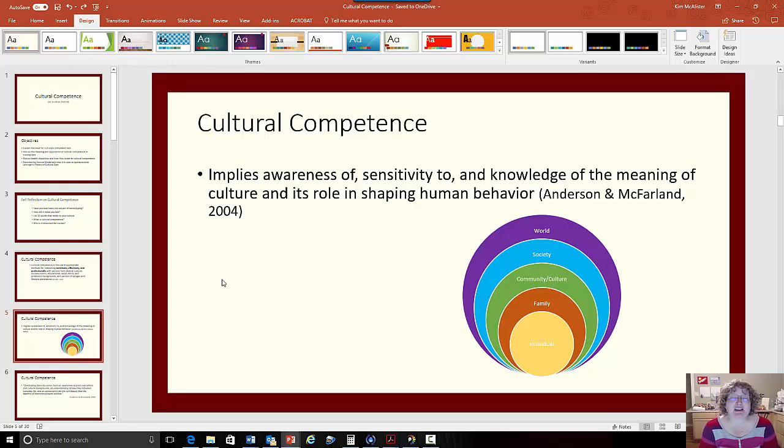Does that mean we have to be an expert in every single culture and lifeway and ethnicity? No, but it means that we need to recognize that those differences exist, have a working knowledge of the primary cultures and ethnicities of the people in your care, and then have access to information about other cultures.